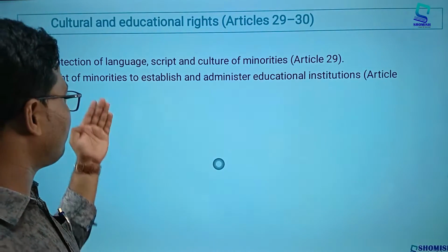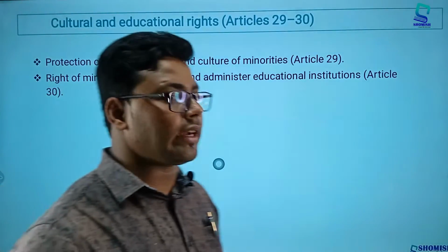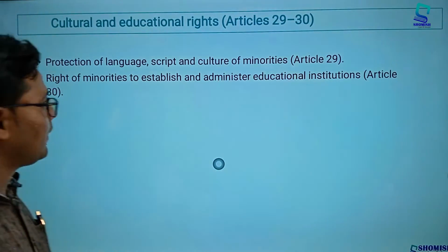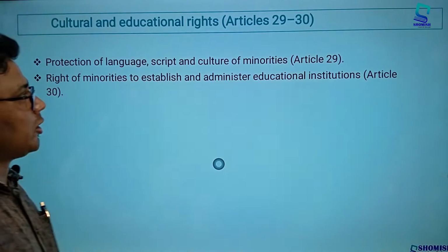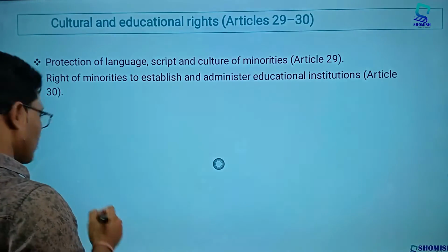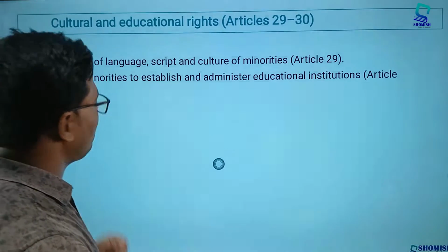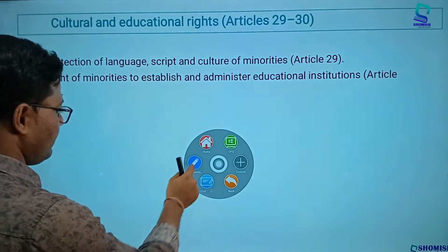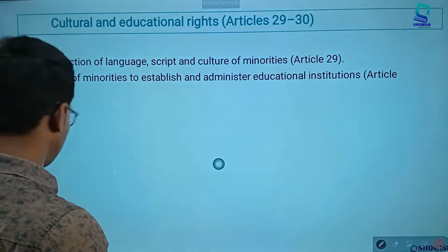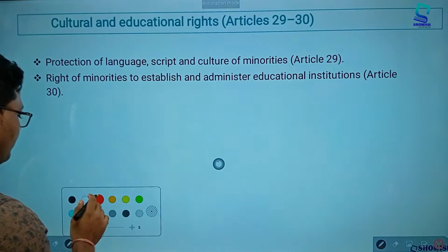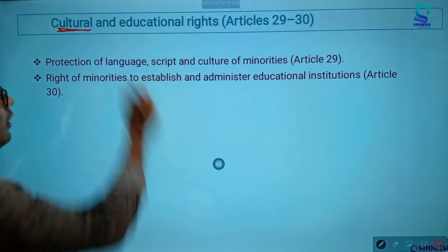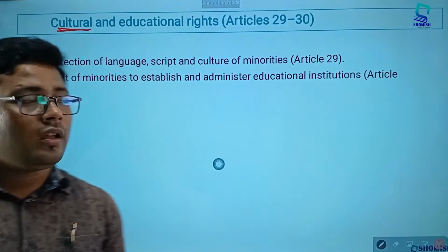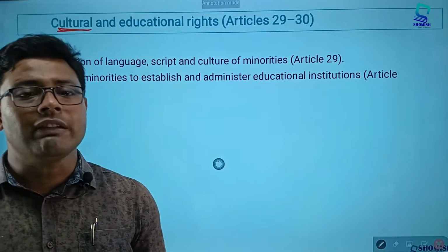The next and very important one, cultural and educational rights. It comes under Article 29 to 30. Basically, culture and education. Culture basically depends on the people of the race or the people of the religion.